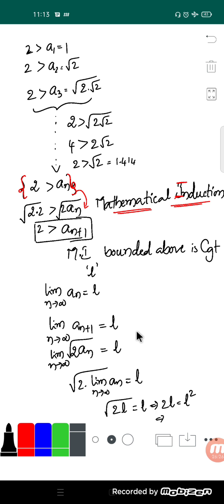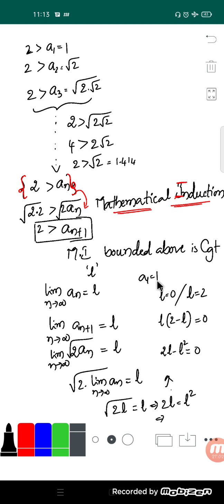Okay, from here you can say that 2L minus L square is 0. You take the factor L out: L into 2 minus L is 0, which shows either L is 0 or L is equal to 2. L cannot be equal to 0. Why? Because you can see that it is monotonically increasing and the first term itself is 1. First term a1 itself is 1 and it is a monotonically increasing sequence.